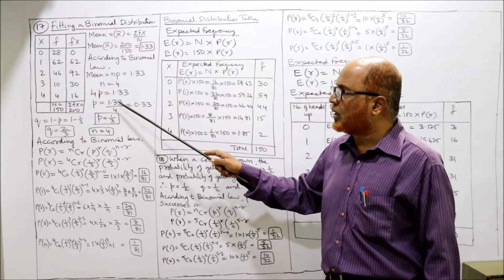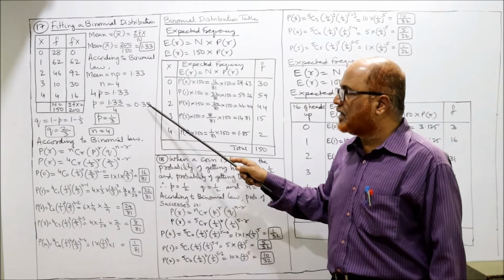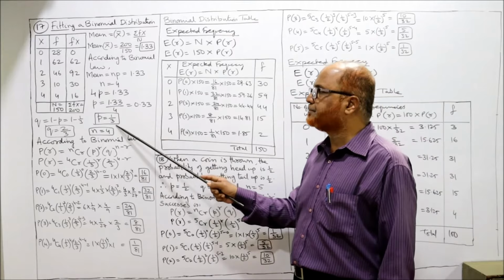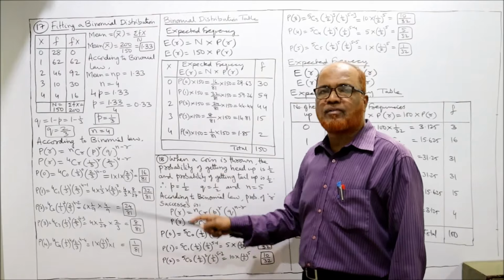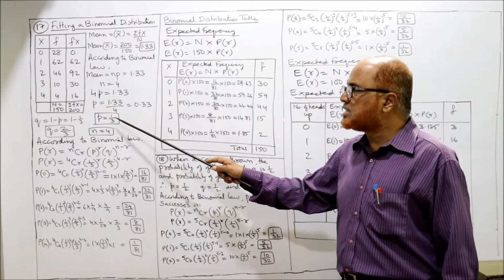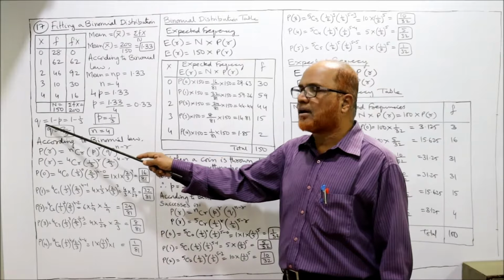P is equal to 1.33 divided by 4. You are getting 0.33333 like this. This is nothing but 1 by 3. 0.333 is nothing but 1 by 3. So we can write P is equal to 1 by 3. Once you get the P, easily you can calculate Q.